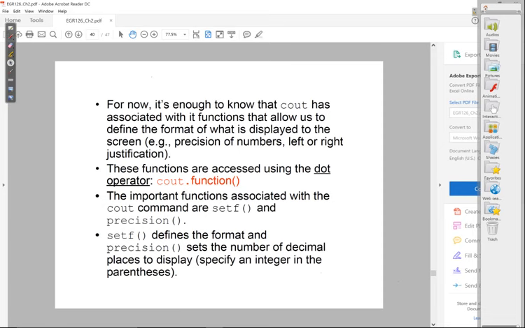There are 2 ways of setting how many decimal places to display. Regardless of which way you choose, in order to control the number of decimal places, you need to include an additional library. The library you're going to want to include, at the top of your program, you would put in include, and then you put in here iomanip.